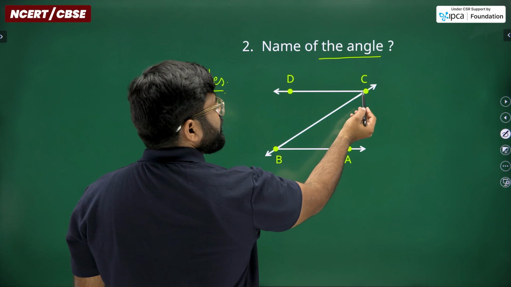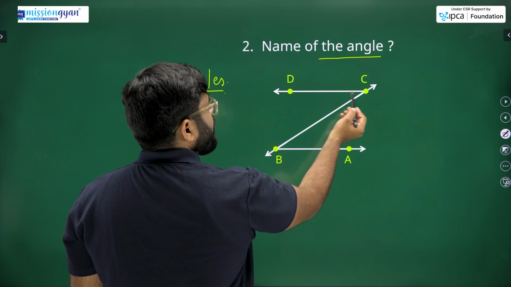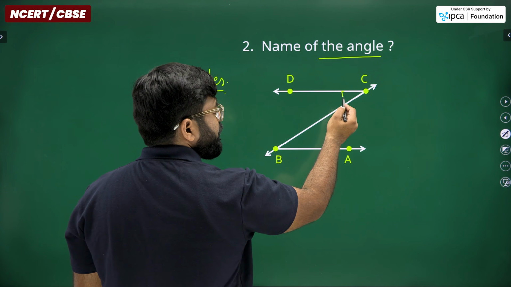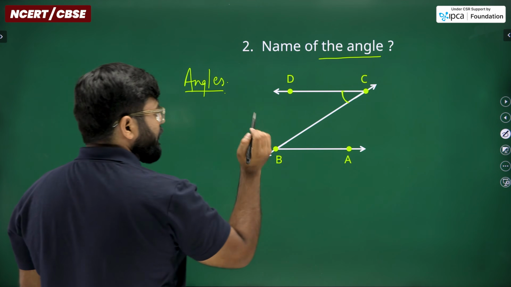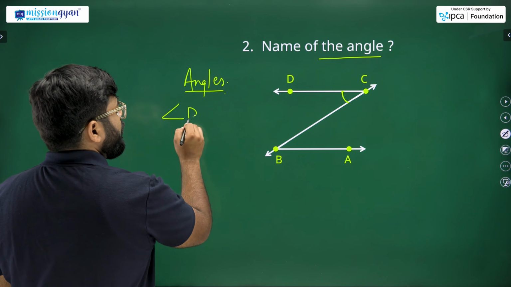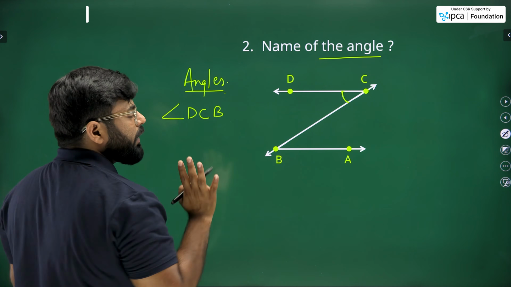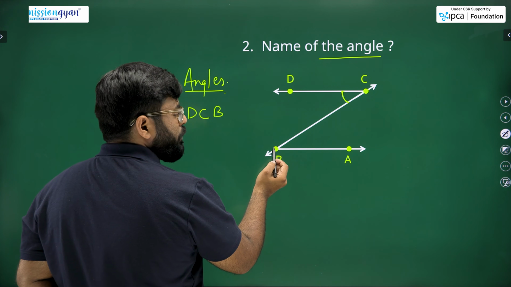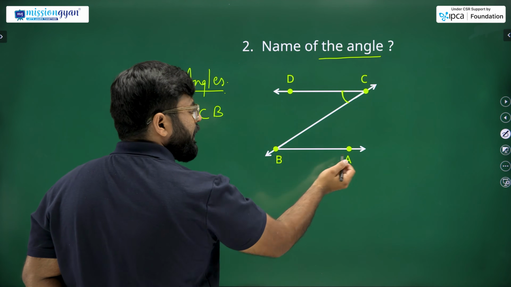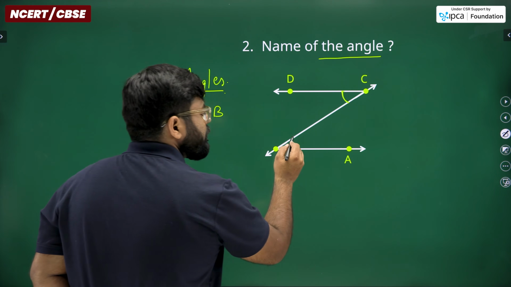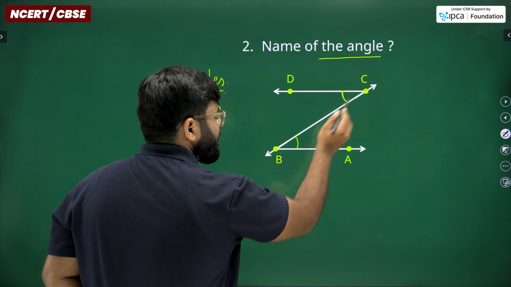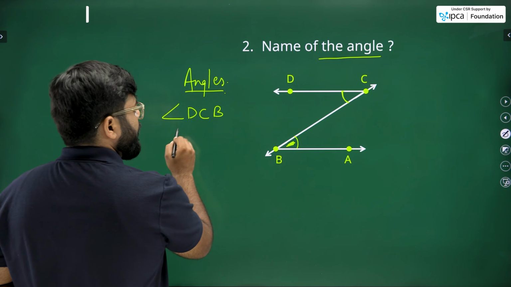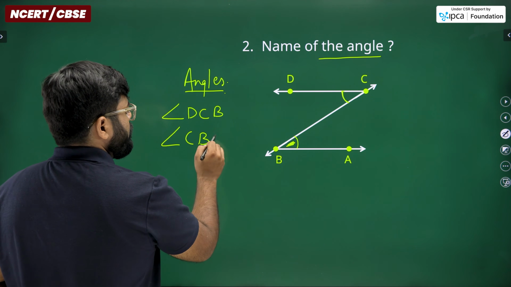Can we say that C is the starting point and CD and CB are the rays? So can we say that this is the distance between both the rays? Yes. So we can say that angle DCB is forming. And another angle is, we can say that B is the starting point and BC and BA are the rays. So the distance between both the rays, that is BC and BA, is forming an angle, this one. So we can say that angle CBA.